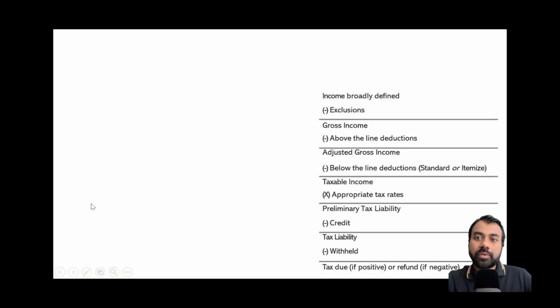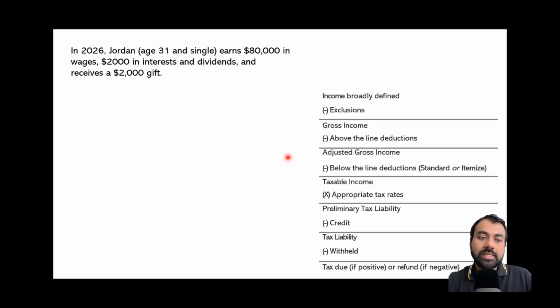So here I'm showing you the federal income tax formula, but rather than just reading it out loud, what I'll do instead is walk you through this formula using an example. In this example, it says that in 2026, Jordan, pay attention to the age of the person and also their filing status. In this case, their age is 31 and they're single. This person earns $80,000 in wages, $2,000 in interest and dividends, and receives a $2,000 gift.